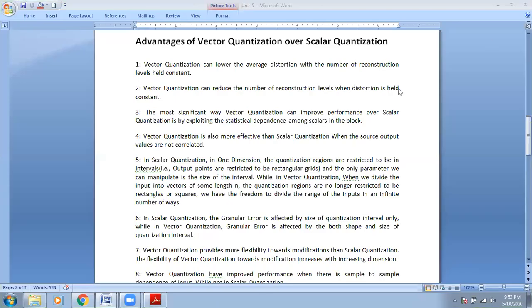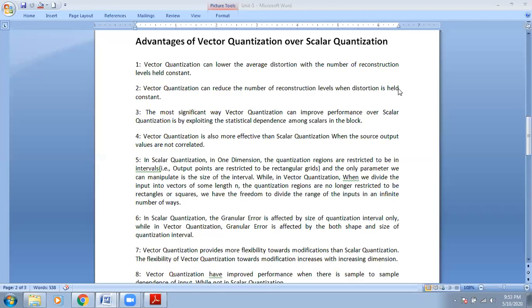This one is the advantage of vector quantization over scalar quantization. First, vector quantization can lower the average distortion with the number of reconstruction levels held constant. Second, vector quantization can reduce the number of reconstruction levels when distortion is held constant.